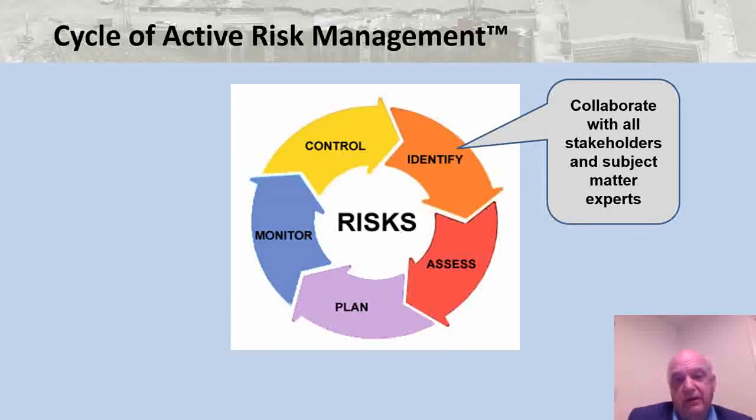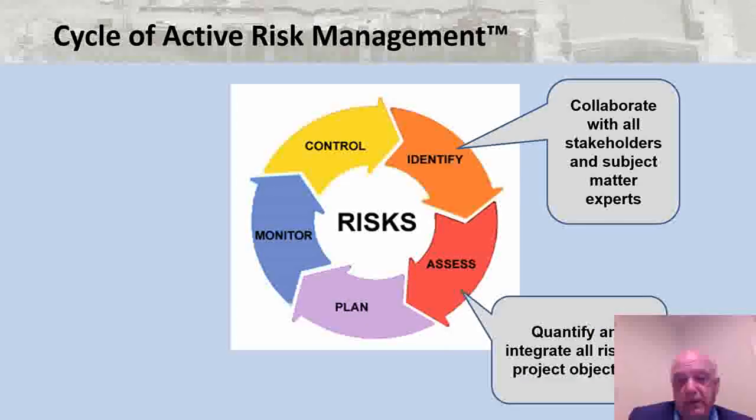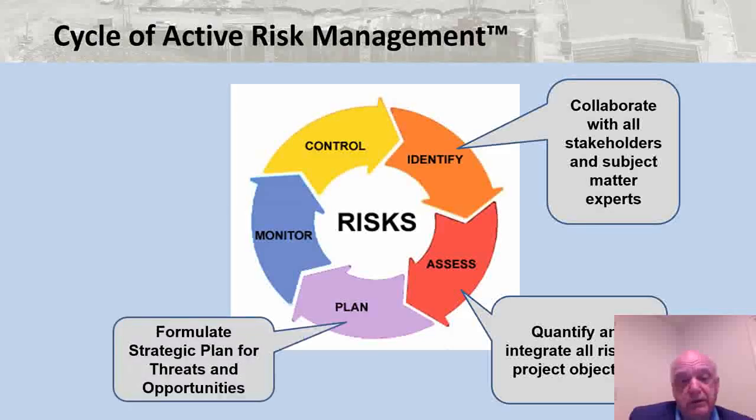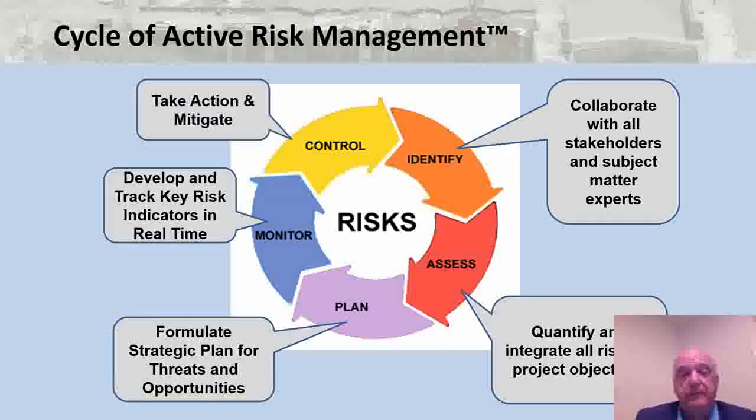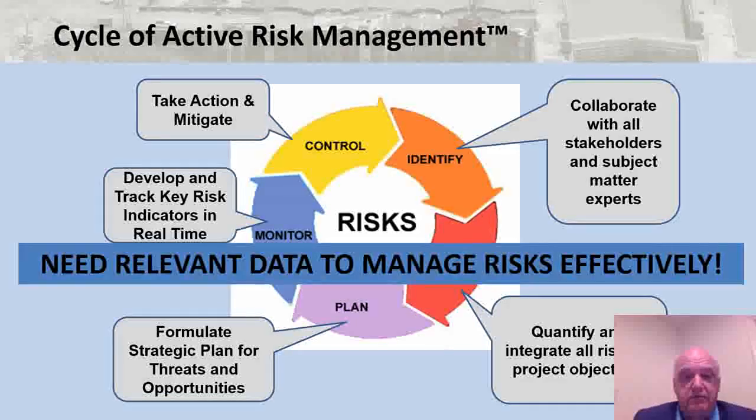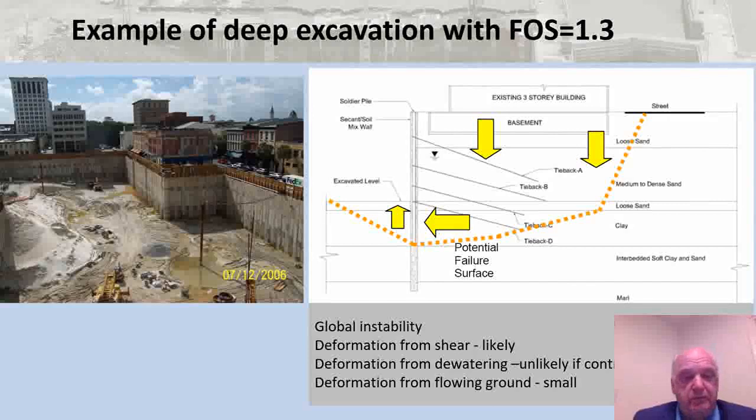In these steps, when identifying the risks, it is important that we identify and collaborate with stakeholders and subject matter experts. When we do the assessment, we quantify and integrate all the risks that threaten the project objectives. We formulate a strategic plan to deal with the threats and opportunities. We then monitor: we develop and track key risk indicators, and do this in real time. We control by taking action and mitigating risks when we need to. So in order to do this, we really need relevant data on performance to be able to effectively manage the risks. Let me give you an example.